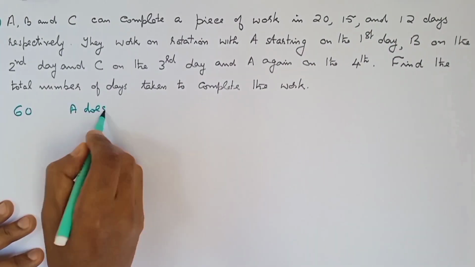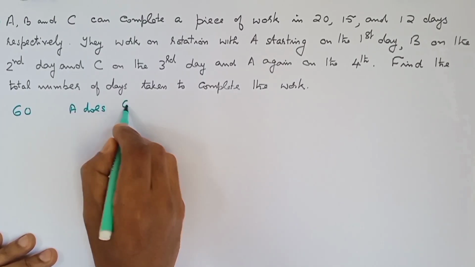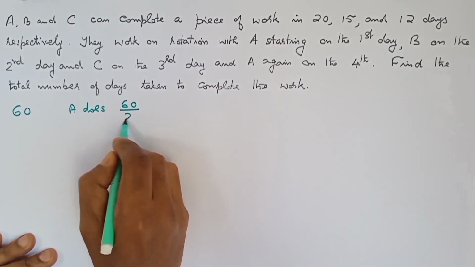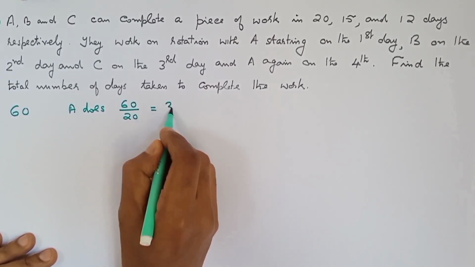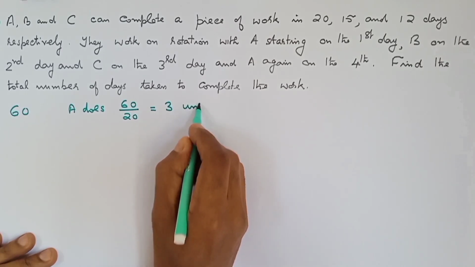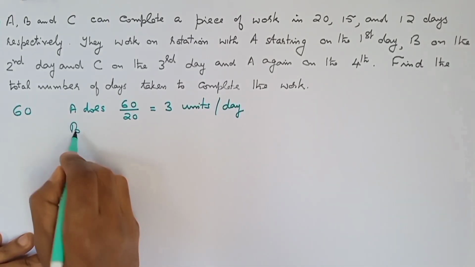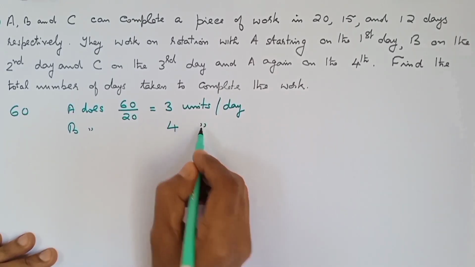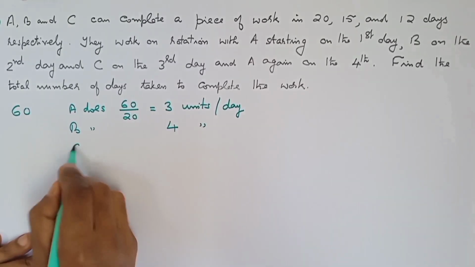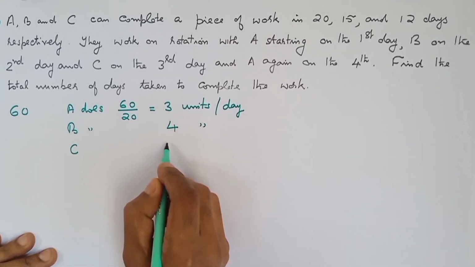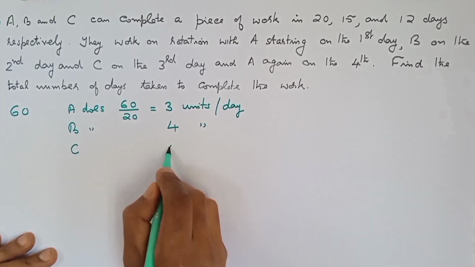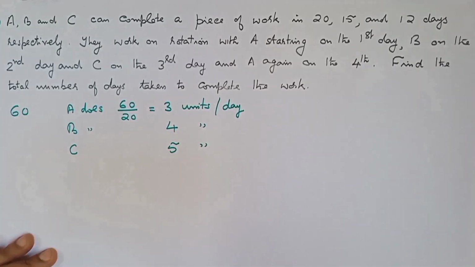Now, A does 60 by 20 equal to 3 units per day. Similarly, B does 4 units per day, 60 by 15. C does 60 by 12, which is 5 units per day.